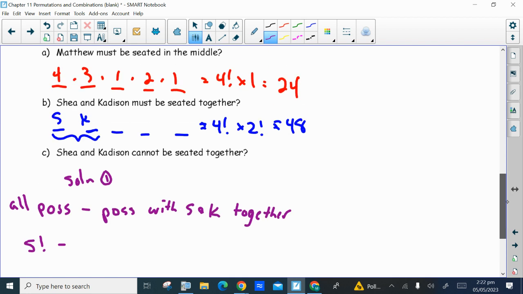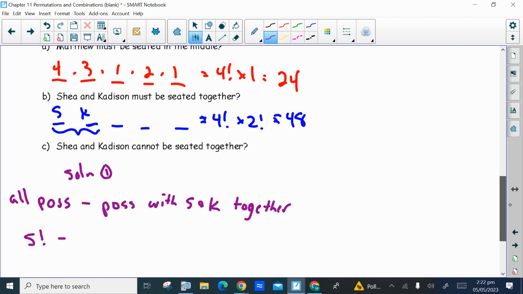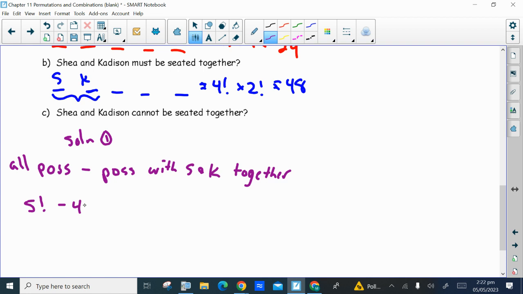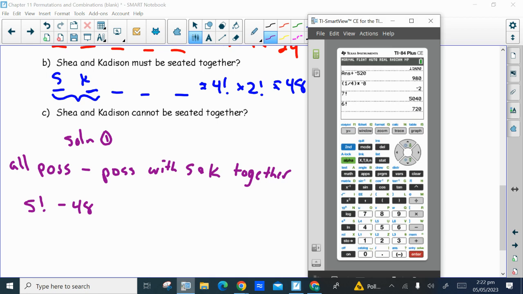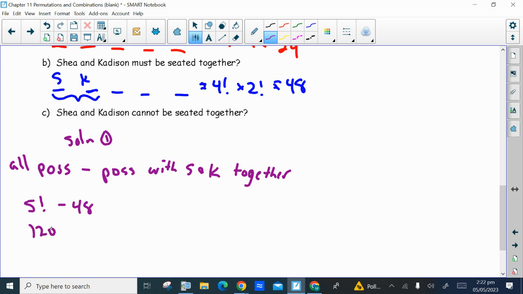minus the possibilities with them together, which is what we found in part B, that's 48. 5 factorial, I think, is 120. Yep, so it's 120 minus 48, which is 72. So there's one way we can do this. Probably the easiest way to do it is by taking all possibilities and then subtracting the possibilities with Shay and Caddison together, especially seeing how we already had the answer for that second part.